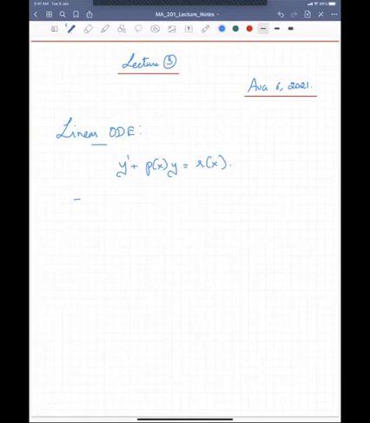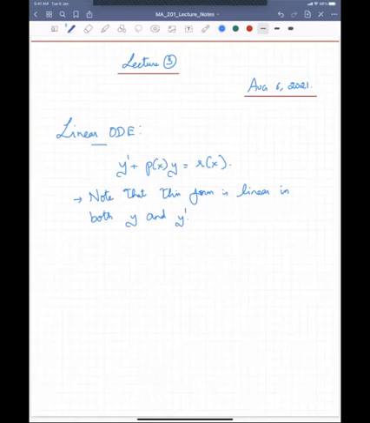Okay, so note that this form is linear in both y and y prime. So there is no plus y cubed term here, right? Any differential equation that is given in this form or can be brought into this form is called a linear differential equation. Anything that cannot be brought into this form is called a non-linear differential equation.